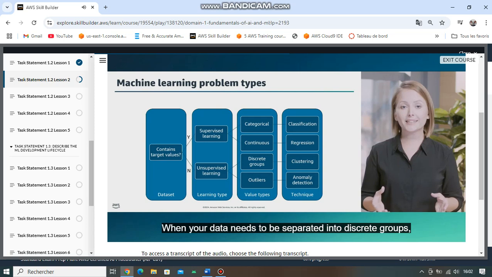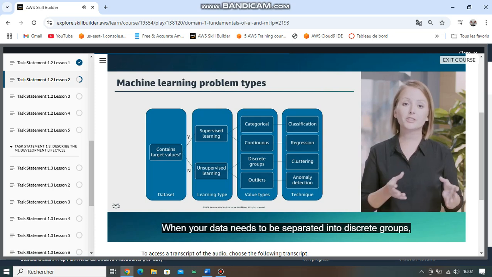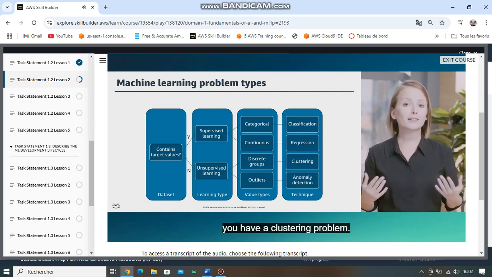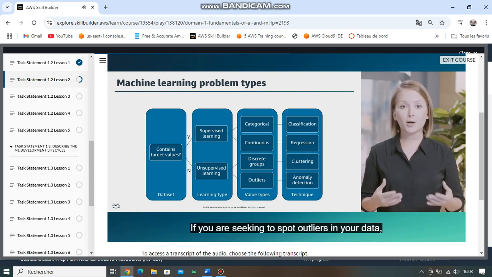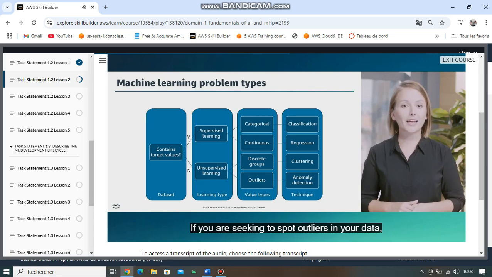When your data needs to be separated into discrete groups, you have a clustering problem. If you're seeking to spot outliers in your data, then you have an anomaly detection problem.